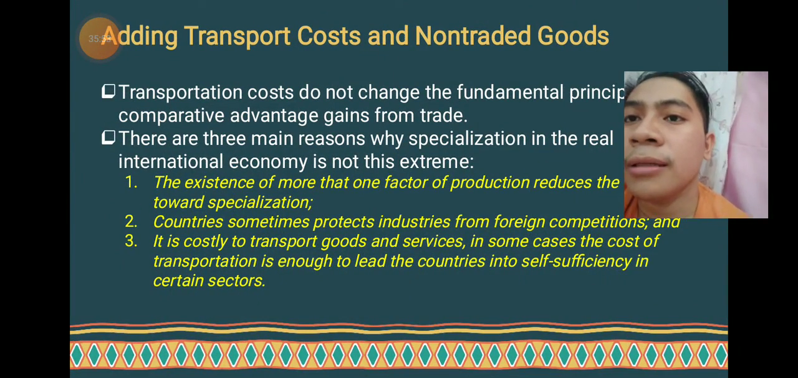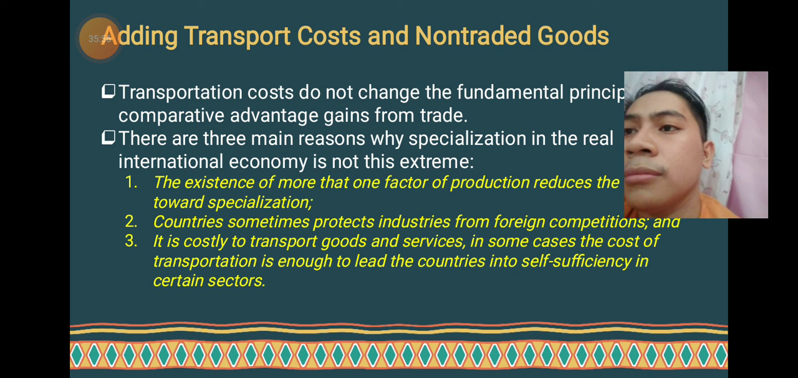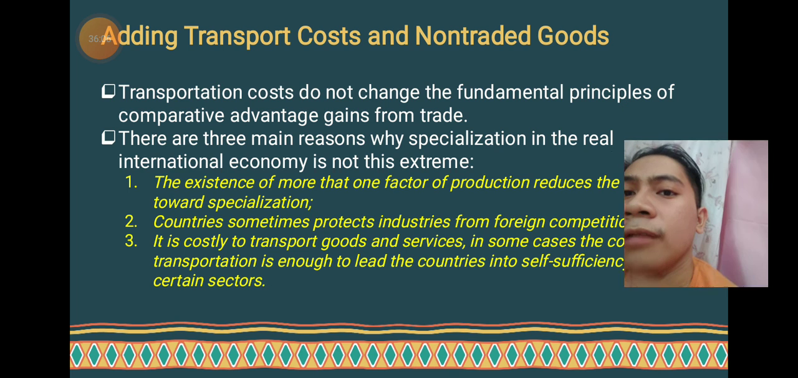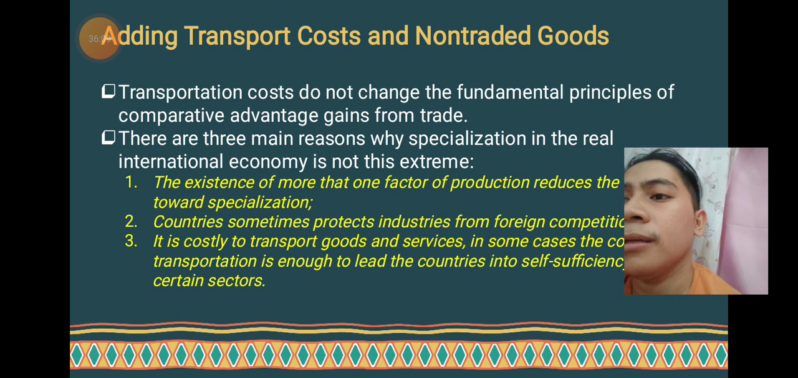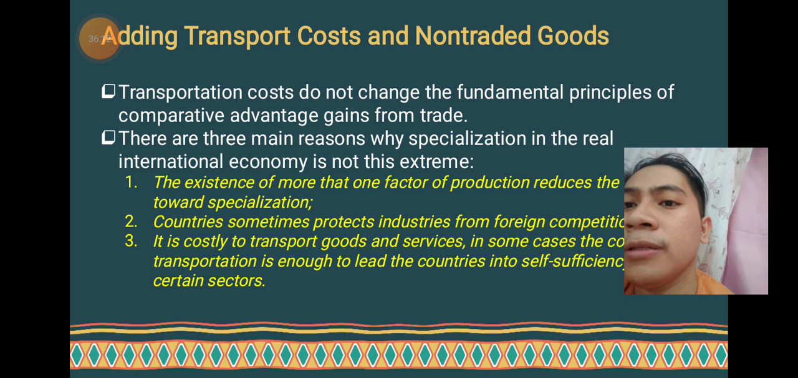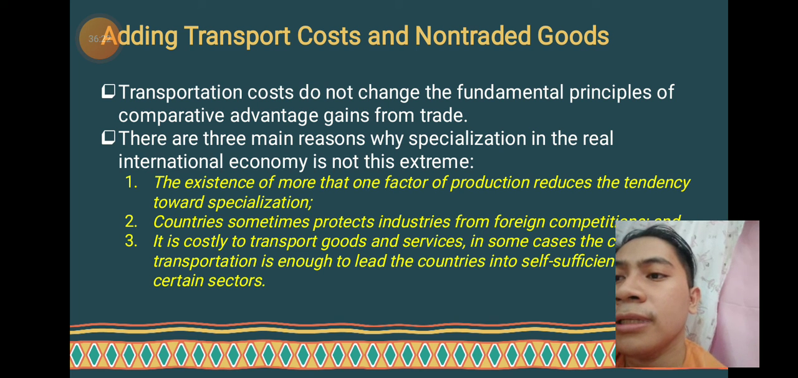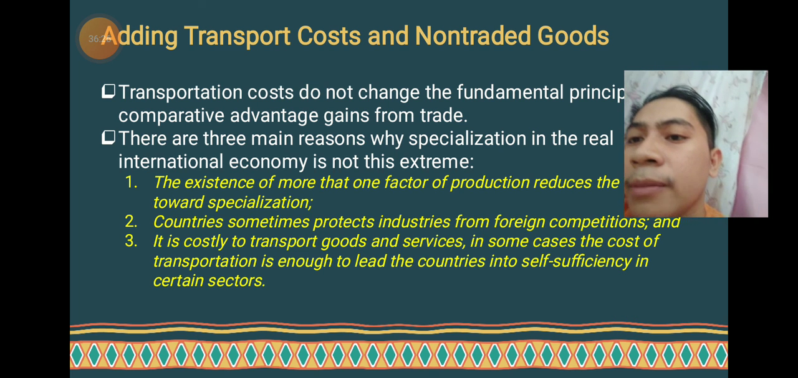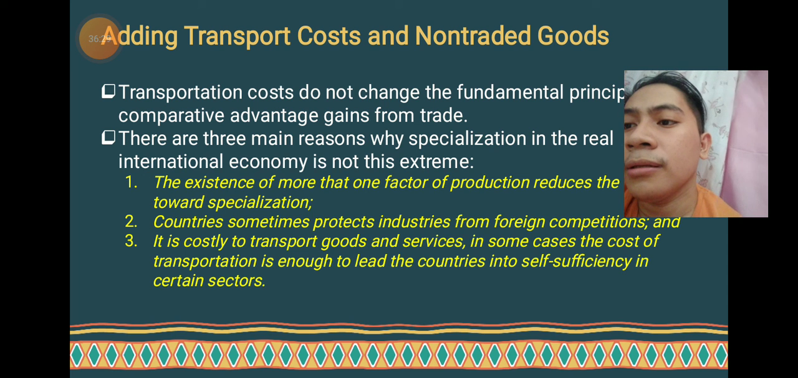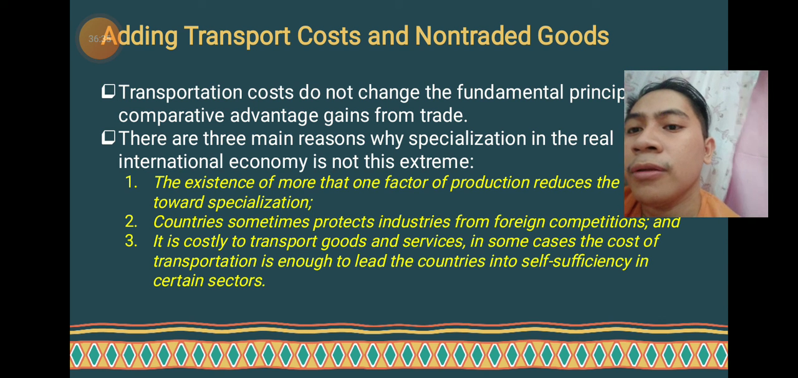Adding transport costs and non-traded goods. Transportation costs do not change the fundamental principles of comparative advantage and gains from trade. There are three main reasons why specialization in the real international economy is not extreme. The existence of more than one factor of production reduces the tendency toward specialization. Second, countries sometimes protect industries from foreign competition. And third, it is costly to transport goods and services. In some cases, the cost of transportation is enough to lead countries into self-sufficiency in certain sectors.